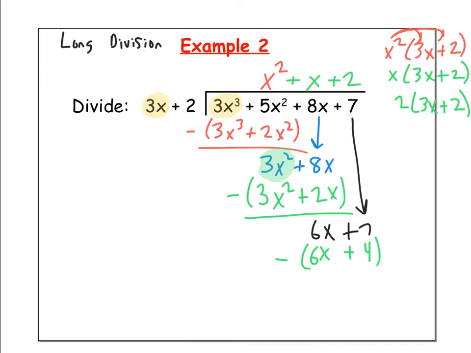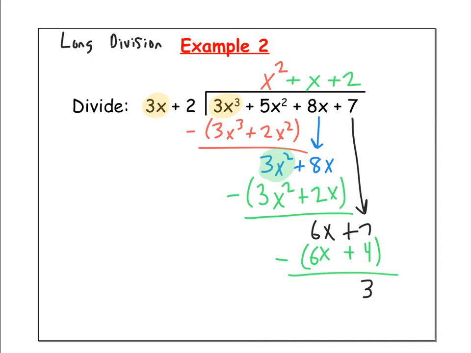And we will subtract these. So the 6x minus 6x is 0. The 7 minus 4 is 3. Okay, and we have nothing left to bring down, so what ends up happening is that 3 becomes our remainder. Okay, and we write the remainder as a fraction over the thing we divided by. So we're going to, at the end of our expression here, put a plus 3 over 3x plus 2.